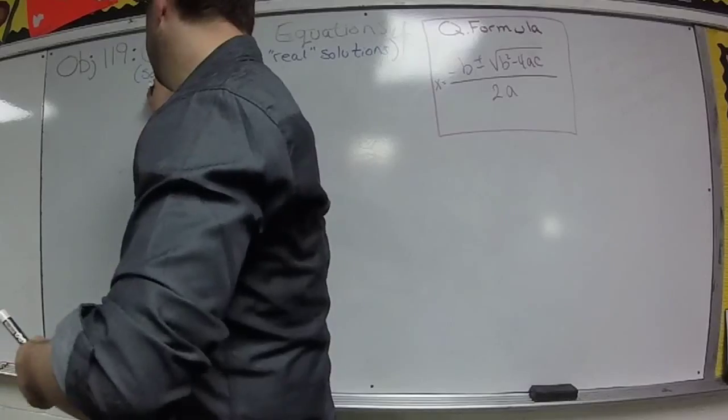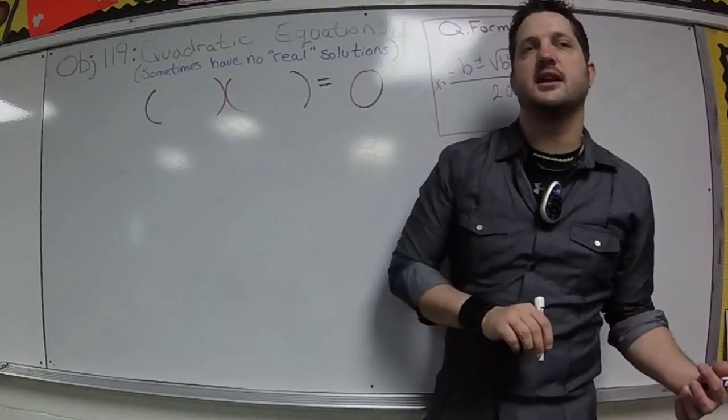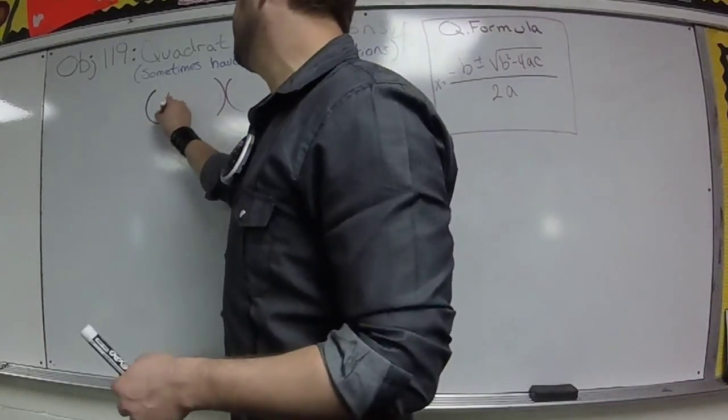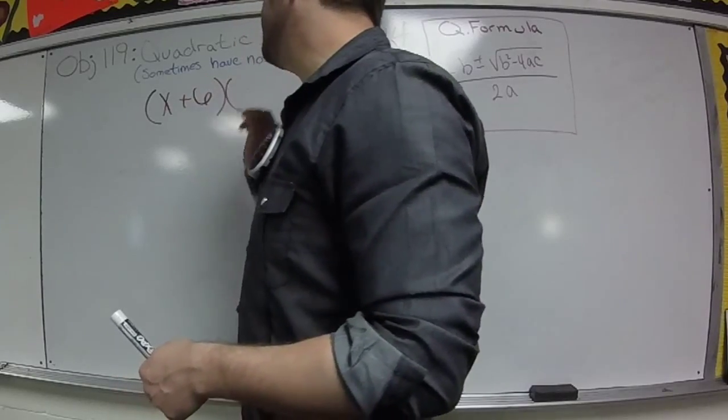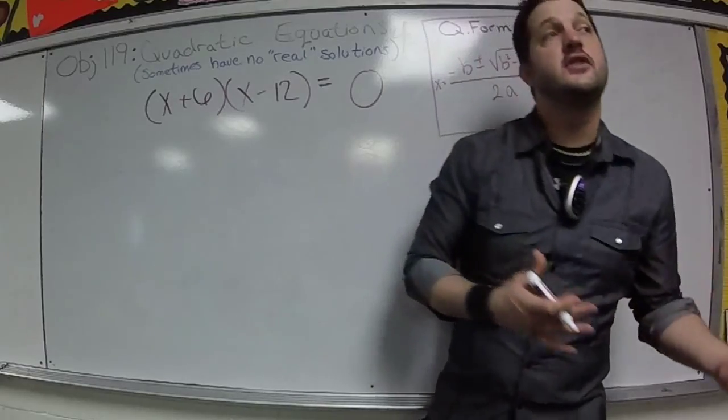All right, I'm going to use 6. But hold on. To start, one way to make a quadratic equation and know what the solutions are is if I put x plus 6 and x minus 12. All right, so this is a quadratic equation.